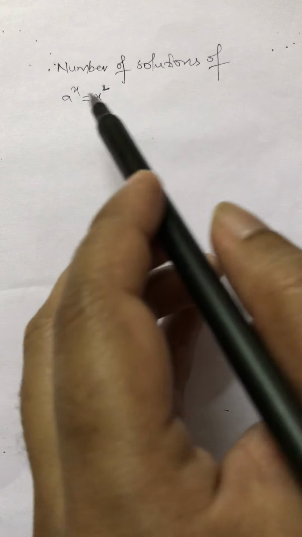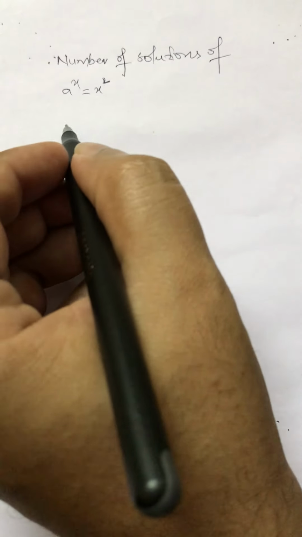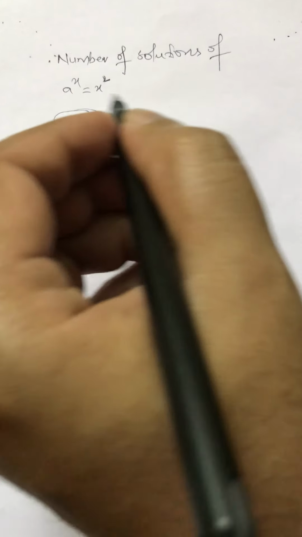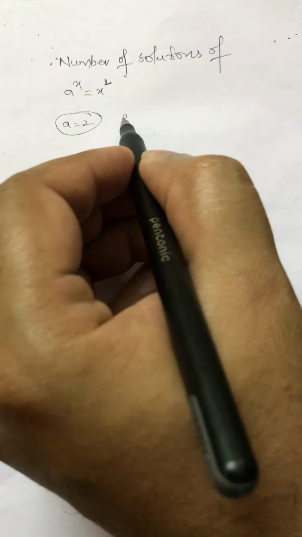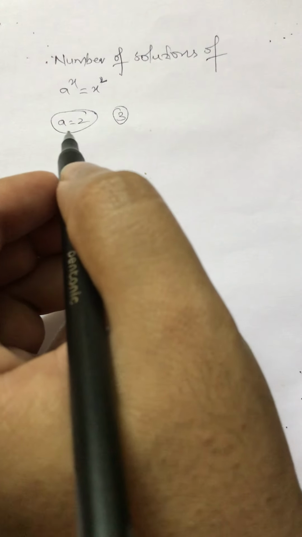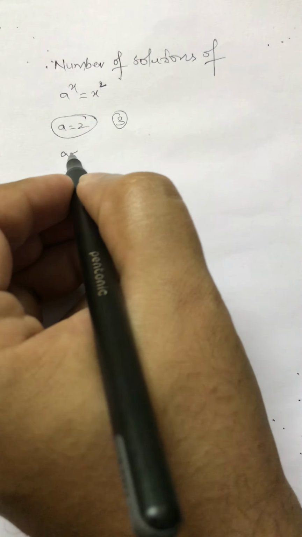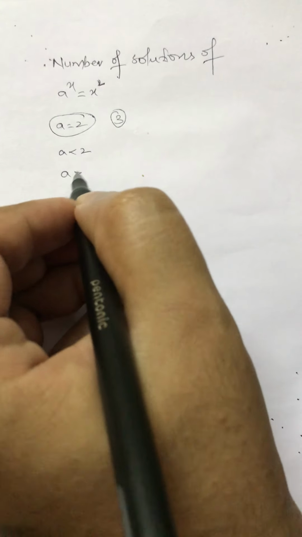Number of solutions of a power x equal to x square. So let's say if a is equal to 2, the number of solutions will be 3, because we'll have 3 points of intersection. Just now we looked at this in another video. So let's say a is less than 2, or a is greater than 2.